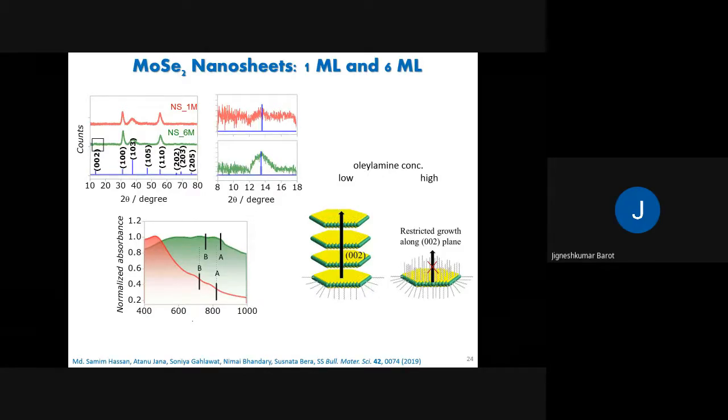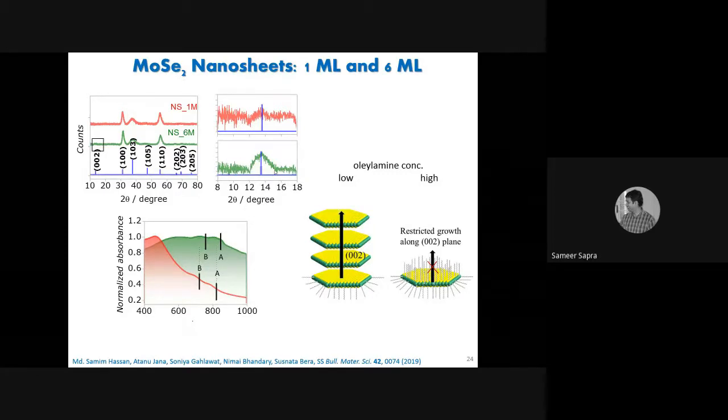Sir, is there any technique by which 1T, 2H or 3R can be determined when it will be produced? See, of course, the diffraction tells you about it. X-ray diffraction, you'll see different sets of peaks over there. All right, sir. Thank you. Also remember, 1T is metallic.